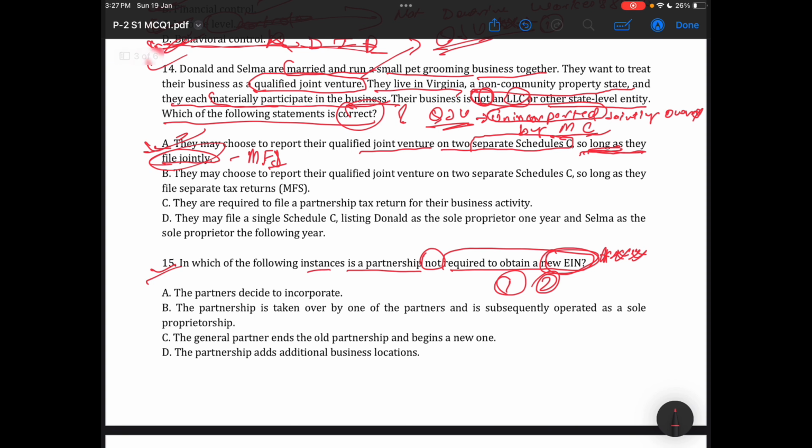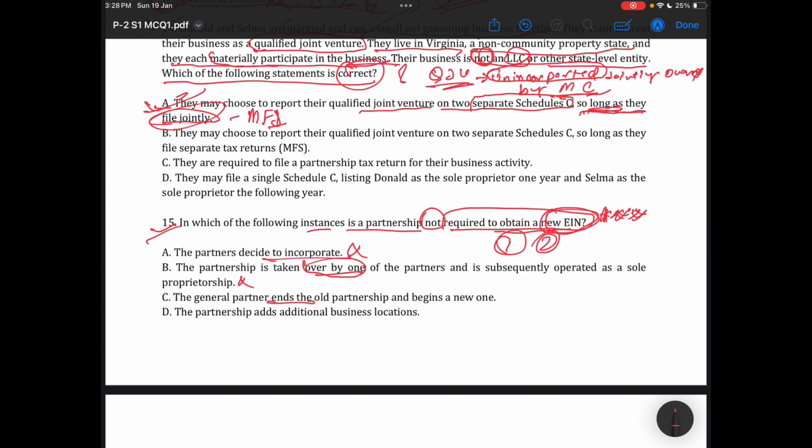So he is asking, in which of the following instances a partnership is not required to obtain a new EIN? The first answer is, the partnership decided to incorporate. Here we need an EIN. The partnership is taken over, in the case of insolvency or merger or anything, we require an EIN. So definitely it will not be the answer.